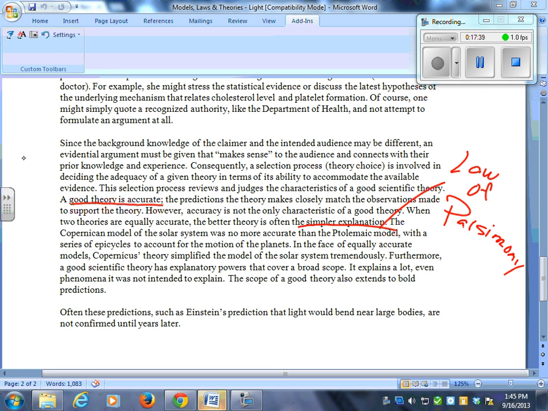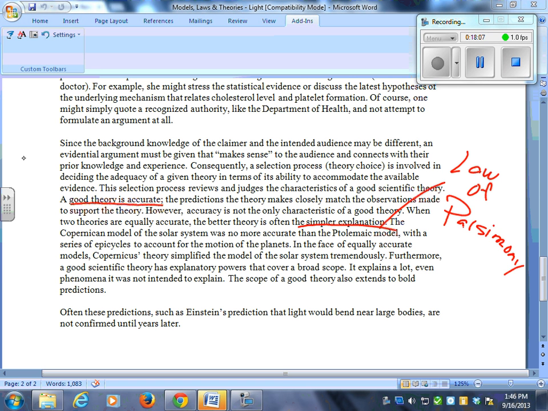Yeah. No, yeah. So here's another example. The Copernican model of the solar system was no more accurate than the Ptolemaic model. Copernicus was just as accurate. The math nerds had all those curly-Q retrograde things all figured out. It was just crazy math, right? A series of epicycles to account for the motion of planets. In the face of equally accurate models, Copernicus' theory simplified the model of the solar system. Circles.